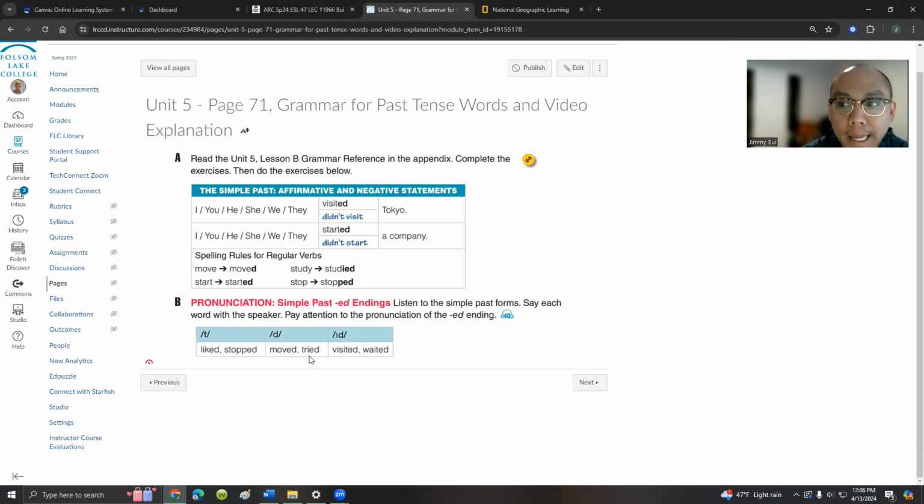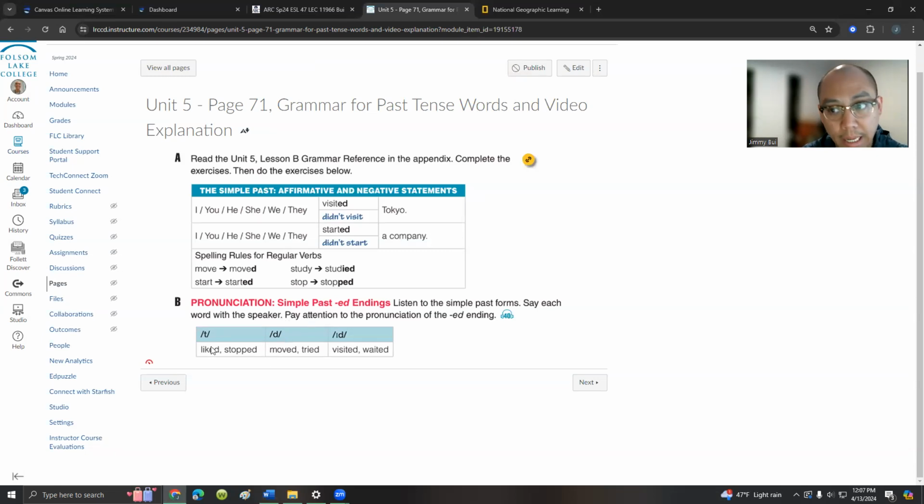Move or try, they are one syllable words in the present tense. In the past tense, they remain one syllable words. Moved, tried, still one syllable. In the case of id, we add an extra syllable. Okay, so visit, two syllables. Visited, three syllables. Wait, one syllable. Waited, two syllables. So how do you determine?